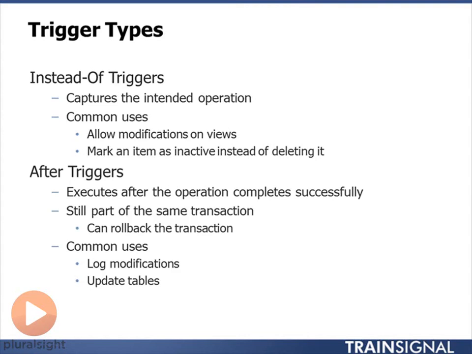The other type of trigger that we have is an after trigger. An after trigger executes after the operation completes successfully. Now, it is still part of the same transaction like we said before, so we can still roll that transaction back. The main reason to use an after trigger is to log any modifications that might have been made or to update other tables.